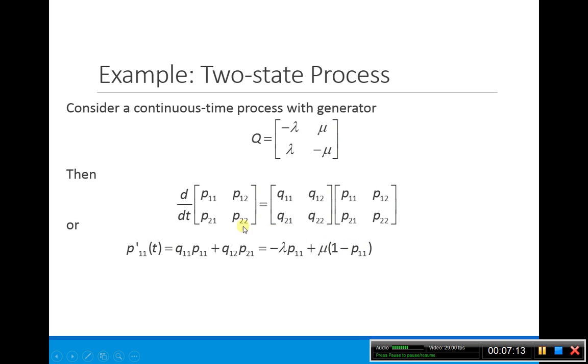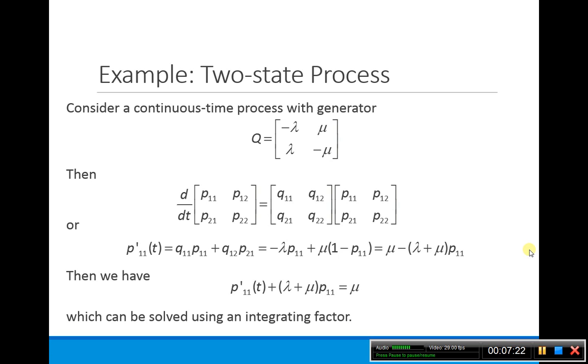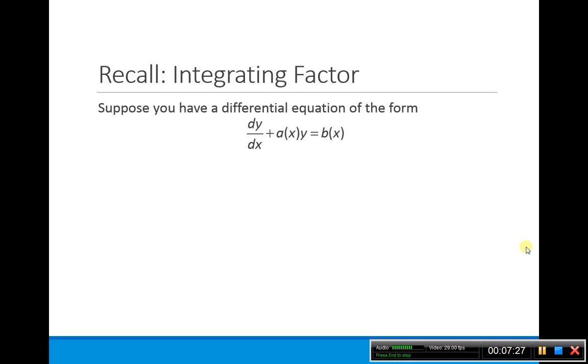Then notice what we have here. If we look at this side, we have everything in terms of P11. We just have a differential equation in terms of P11, which can actually be solved using an integrating factor from differential equations. So just to remind you a little bit about how to use an integrating factor, if you have any differential equation of this form, then you can find what's called an integrating factor. The integrating factor is e to the integral of a of x dx.